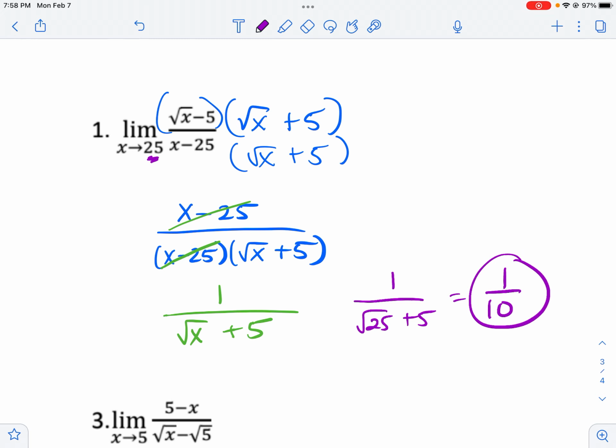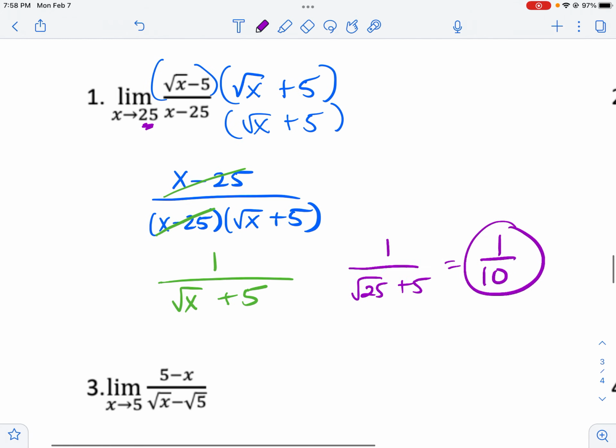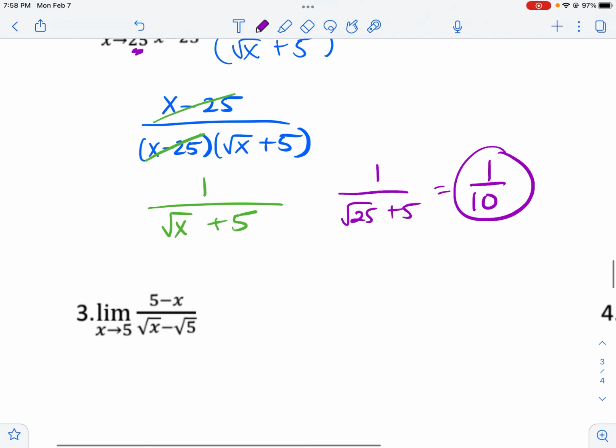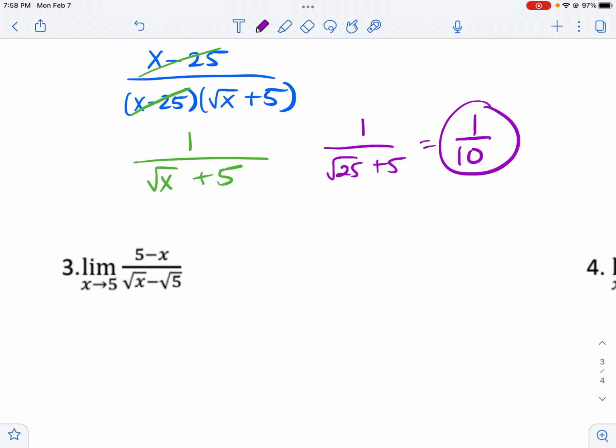Okay, and if you look at the graph of this function in the calculator, you'll see that when x is 25, the y is 1 over 10. You might not be able to see it on the graph exactly, but you'll see that it's a very small value.